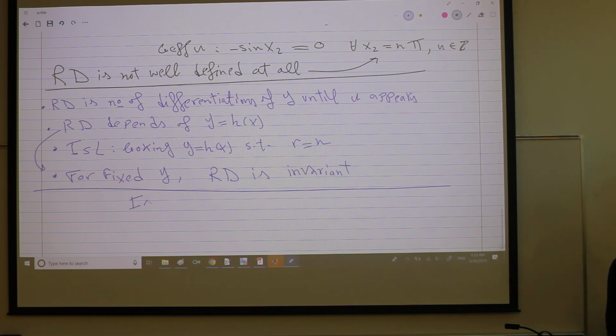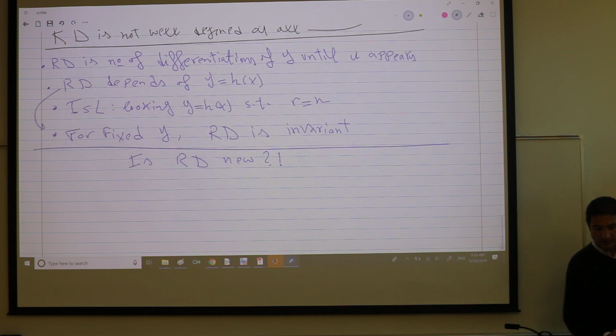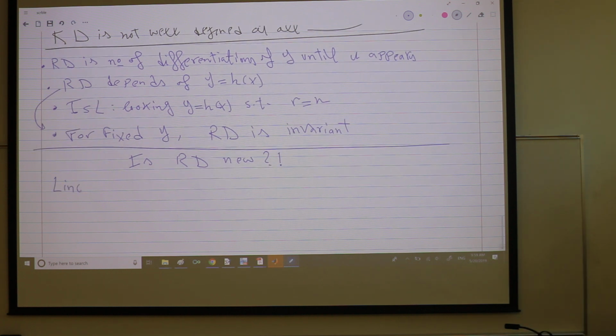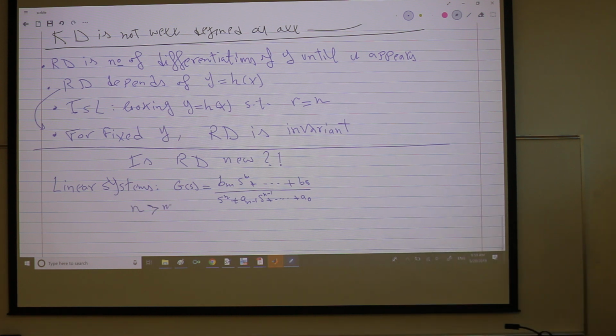So my question to you is, is this concept of relative degree new to you? I mean, the word at least. Did you ever hear relative degree before? So I'm reminding you, for linear systems, for example, we have a transfer function here. This is b_m s to the m, up to b naught, over s to the n, a_{n-1} s^{n-1}, up to a naught. So this is degree n, this is degree m. Obviously, n is larger than m here.